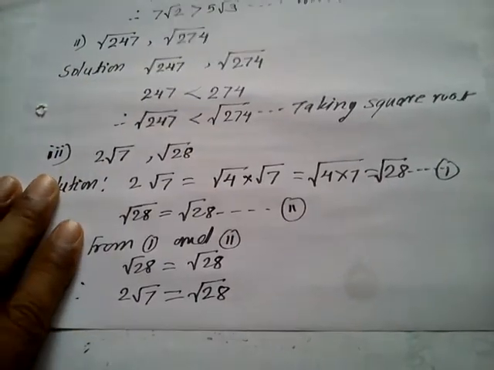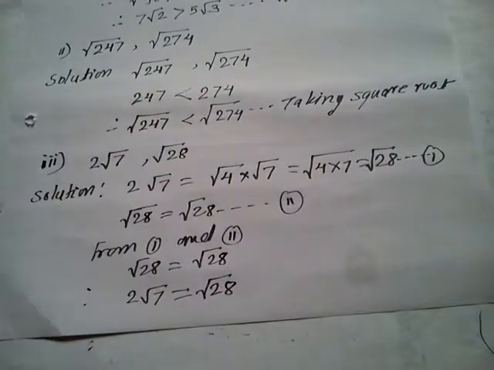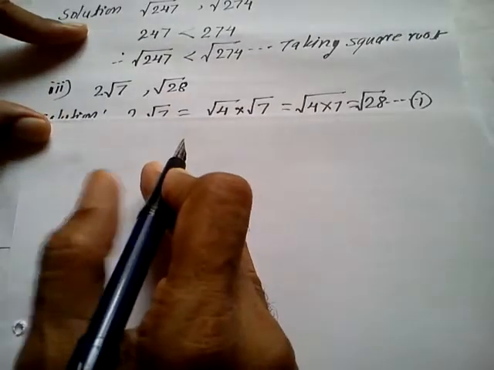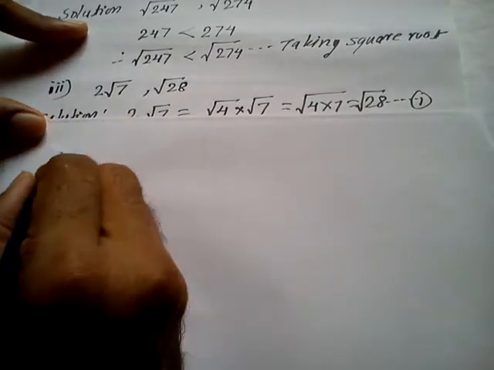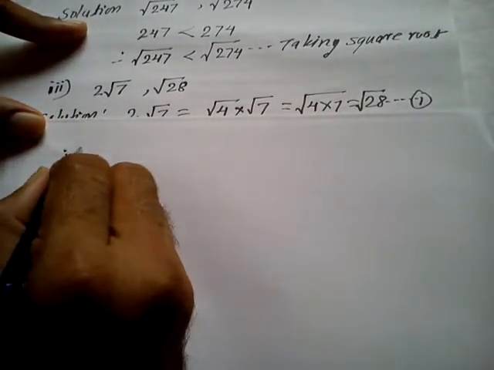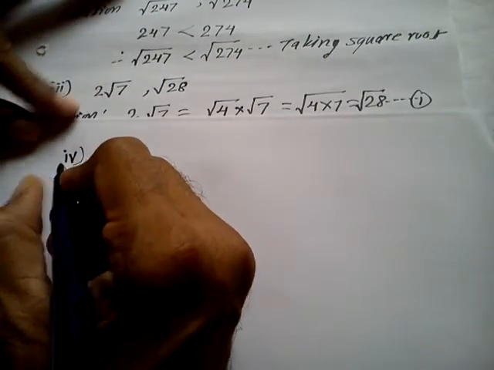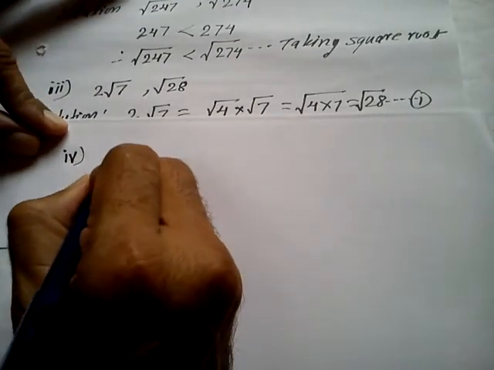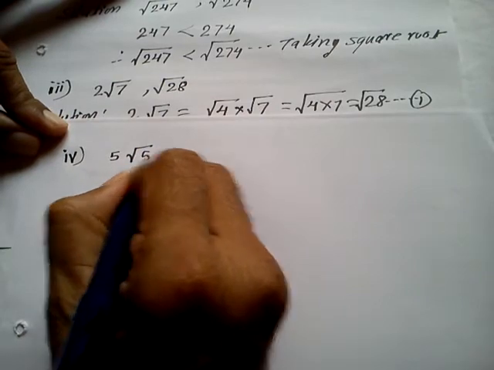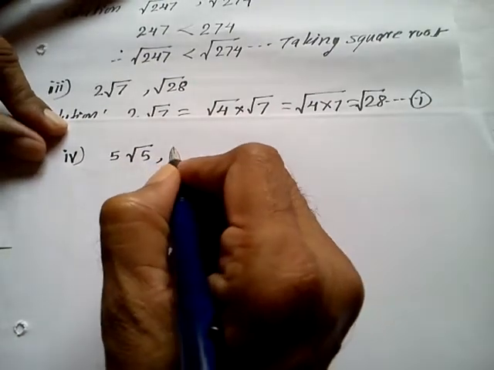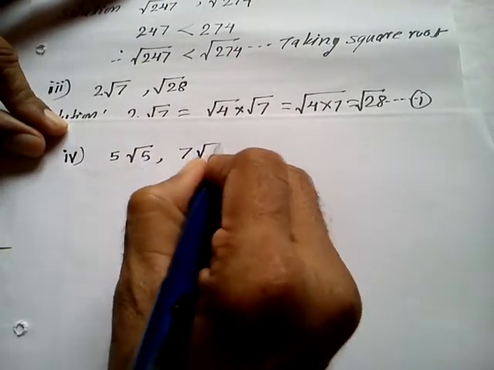Now I am taking another paper for the remaining examples. Now example, which one? Fourth. What is the fourth example? 5 root 5 first, and second one is given to us 7 root 2.